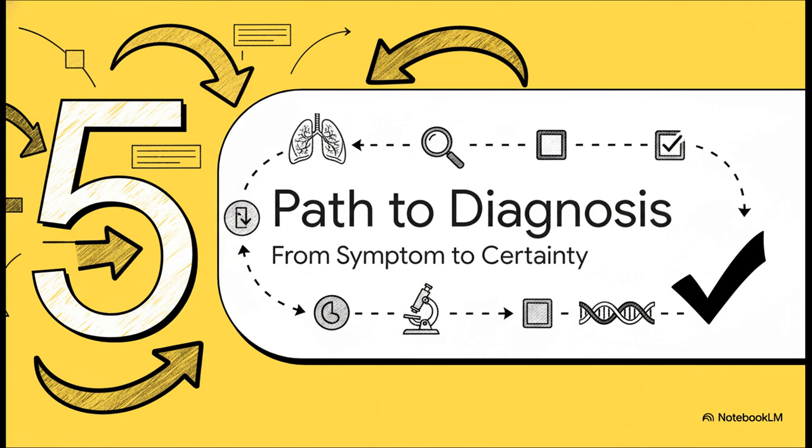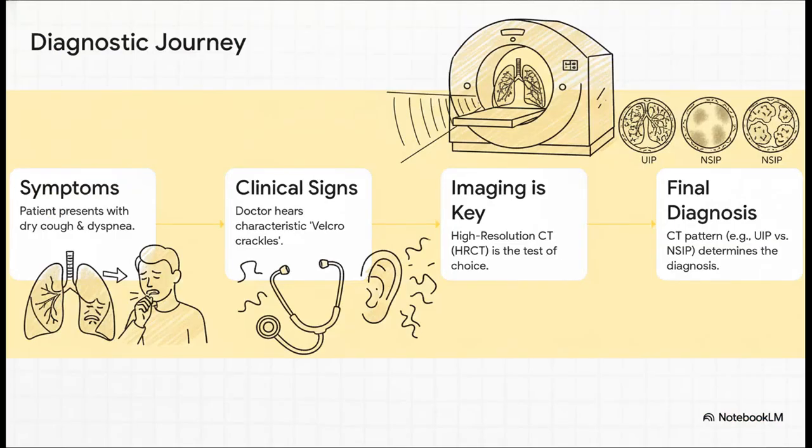All right, let's put all the pieces together. How do doctors go from those first symptoms, from hearing those crackles, to arriving at a definite diagnosis? The whole diagnostic journey follows a pretty clear path. It starts with the patient's symptoms, gets a major boost from clinical signs like those Velcro crackles, but the real game changer, the cornerstone of diagnosis, is imaging. The high-resolution CT scan is the absolute key. Seeing the specific pattern on that scan, whether it's UIP, NSIP, or something else, is what ultimately determines the final diagnosis, the treatment plan, and the patient's prognosis.